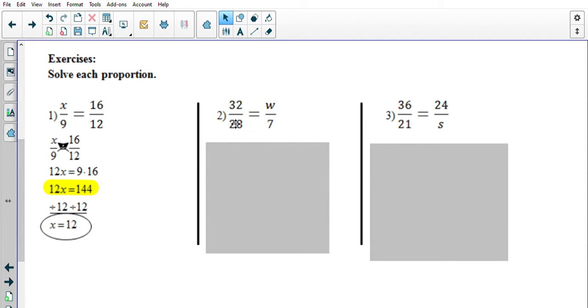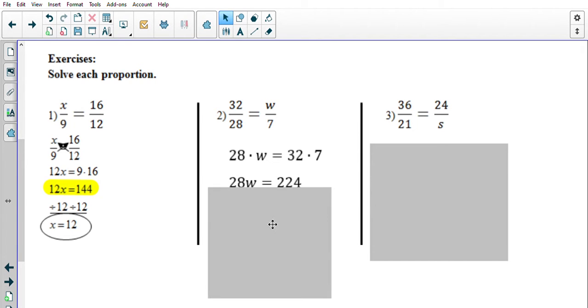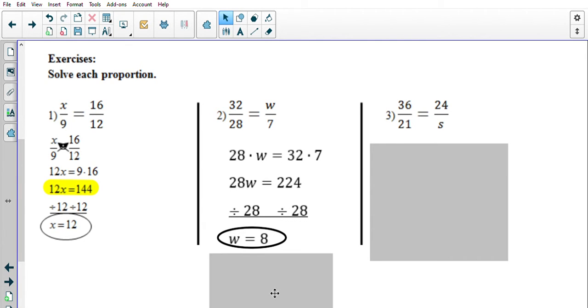So at number two, we're going to take 28 times w and 32 times 7 and set them equal to each other. I always like to put my variable on the left, but it doesn't matter which side it's on. So it's going to get us 28w equals 224. That's 32 times 7. Divide both sides by 28, and w is 8. It won't always be a whole number or an integer, but in this case, it does happen to be.